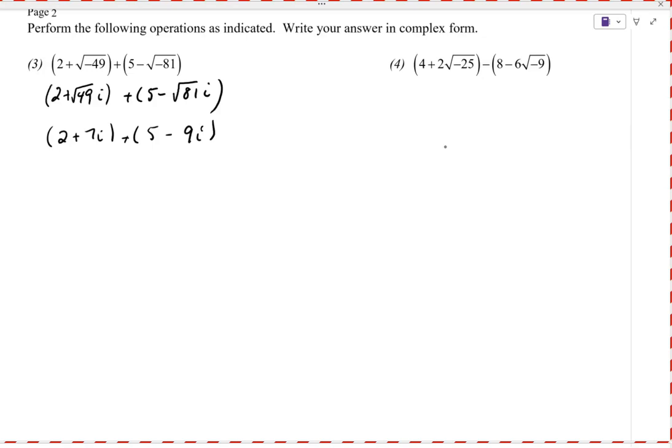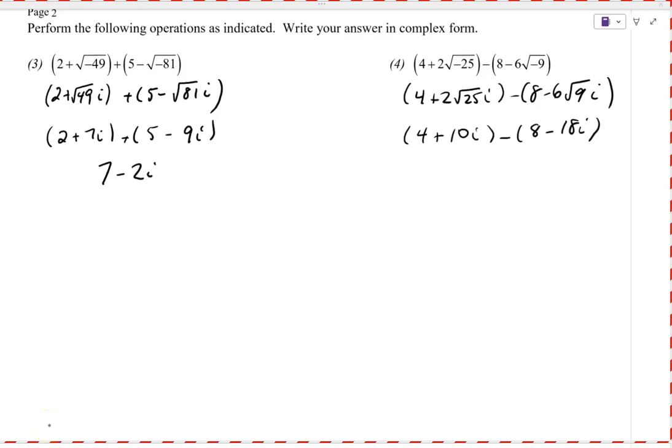And now this looks like just adding polynomials, doesn't it? Just with an i instead of an x. What do you get when you add those together? Good. Work on that last one for a second, and then we'll chat about it, and then, like I said, I'll turn you loose on the worksheet.